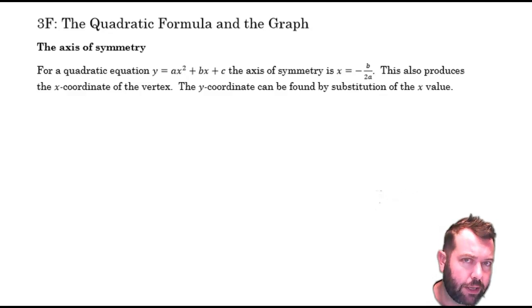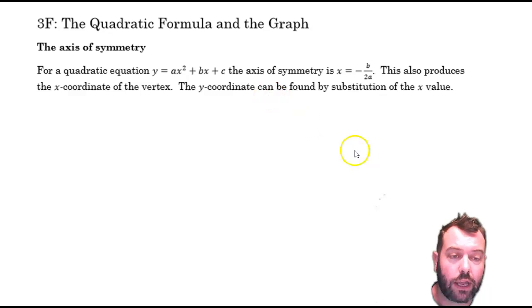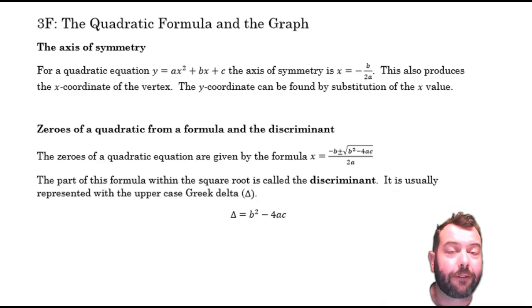Finally, if my discriminant is less than 0, if my discriminant is a negative number, then my graph never intersects the x-axis. My function has no zeros.